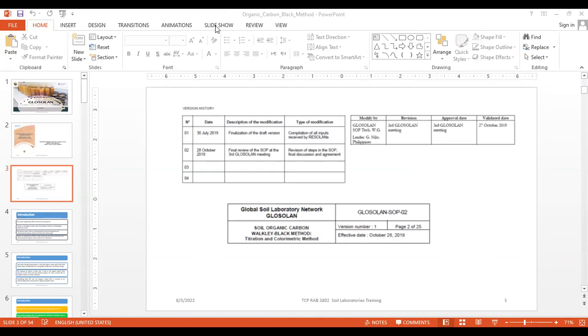For the preparation of the diphenylamine indicator, I don't have phosphoric acid. I prepare it in concentrated sulfuric acid. It is okay, yes. Phosphoric acid is used to remove the impact of ferrous. Okay.